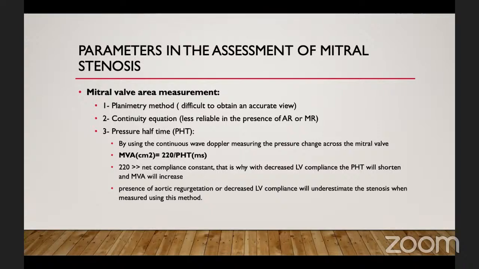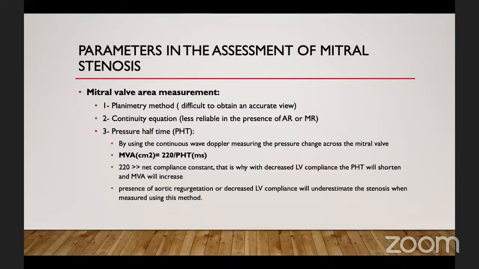A third method, mostly used in the mitral valve, is what's called the pressure half-time. The concept of the pressure half-time is calculating the velocity and the gradient, and how much time is taken for the pressure to fall to half of it. Then you will measure the velocity at that time in milliseconds. You will divide 220 by that, and it will give you the mitral valve area.